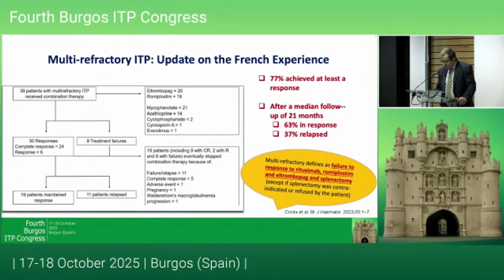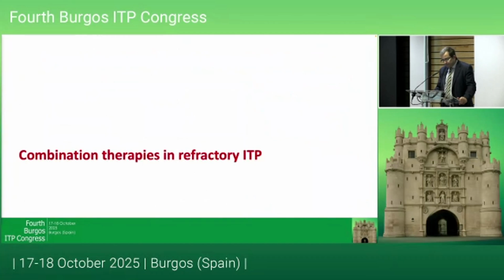Obviously, from 2016, in 2023, there was an update published by the same group. In this update, they had 39 patients, 77% of them achieved at least a response. After a median follow-up of 21 months, 63% were in response. So our colleagues from France stress the point that TPRAs plus immunosuppressants are probably the best combination for refractory, multi-refractory patients.